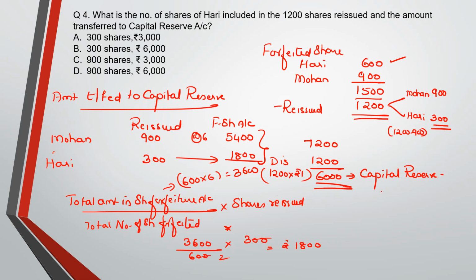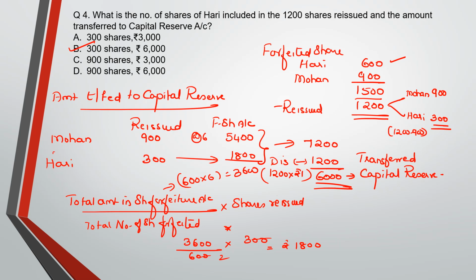This is the calculation. Therefore, from this option when you see, the option B, 300 shares related to Hari were included in 1,200 and the amount that is transferred to capital reserve was calculated in this manner. For Mohan, the entire amount because entire shares were reissued. For Hari, proportionate amount we calculated to find out this total amount of 7,200. But don't forget to remove this discount on reissue. Discount on reissue has to be subtracted and the balance amount only would be transferred to capital reserve. So this is related to the case-based question.